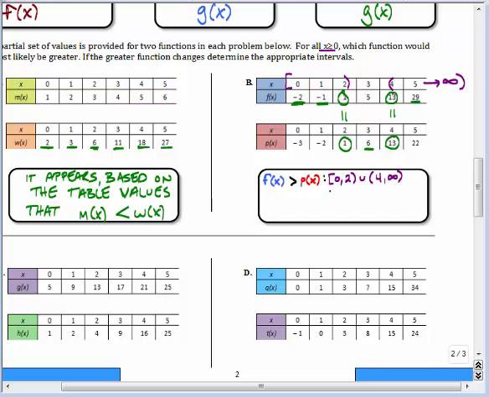You could also say that with set notation if you wanted to, and we could say when 0 is less than or equal to x, which is less than or equal to 2, or when x is greater than 4. So either way is correct. You use interval notation, which is on top, or set notation, which is on bottom.